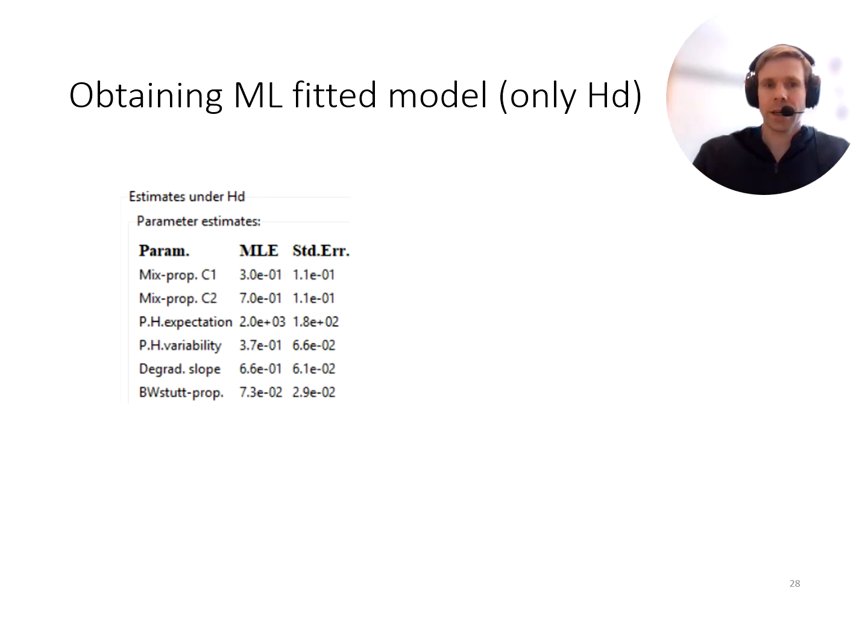So we end up with the fitted model under the selected models configuration. We can see that C1 is at 30% mixture proportion and C2 is 70% mixture proportion. So it's a major-minor mixture. The model has estimated it that way. We can also look at the other parameters here. There is some degradation and a bit of a stutter effect.